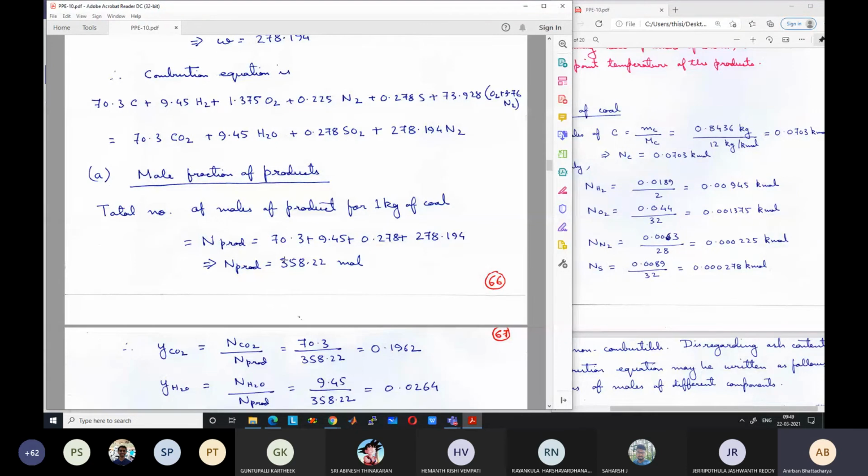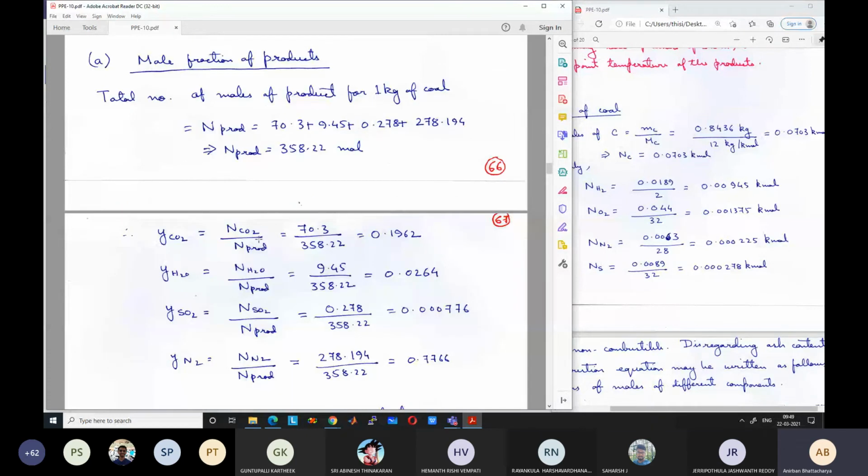So we can find the mole fraction. The mole fraction of carbon dioxide is the number of moles of carbon dioxide divided by the number of moles of products. So 70.3 by 358.22, which is equal to 0.1962, or 19.62 percent. Mole fraction is denoted by Y, so for CO2 we write Y CO2. You should use these standard notations. The number of moles is denoted by capital N, and molar mass by capital M.